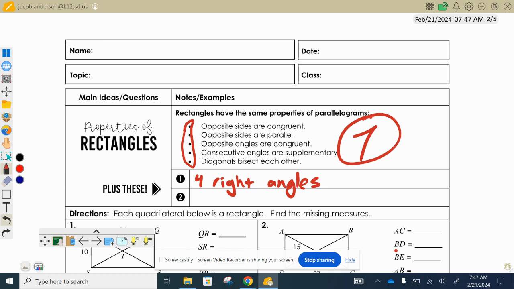I don't know what page it was, a couple pages back, and I don't have it on here right now, but there were 7 that we talked about. So if you don't have those, make sure you go back and get them from somebody else in the room. But for right now, we just got those 7 and then 4 right angles.